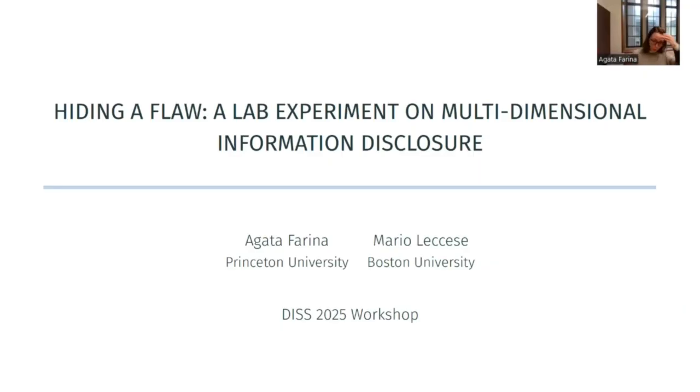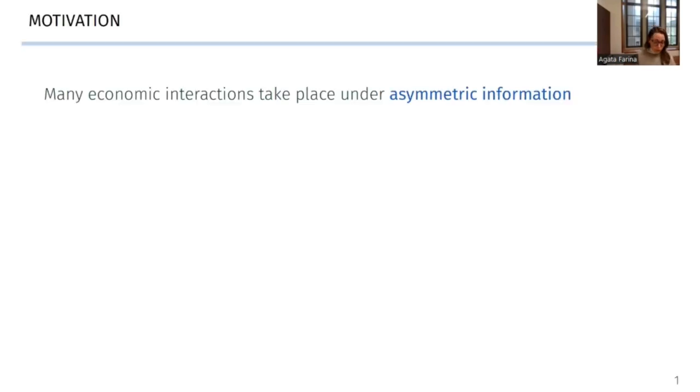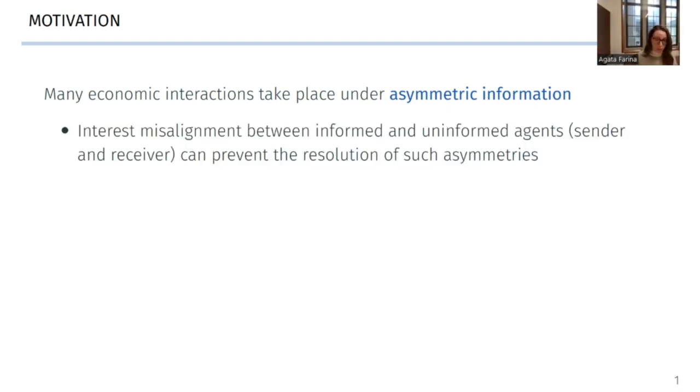So this is a joint project with Mario Leccese at Boston University, and it's a lab experiment about multidimensional disclosure. Let me start by stating the obvious and saying that many economic interactions take place under asymmetric information. There are many cases in which agents have to make choices without having full knowledge of the payoff-relevant variables in the environment. This problem is exacerbated when there is also interest misalignment between the informed and the uninformed agents, that in this talk I will refer to as sender and receiver.